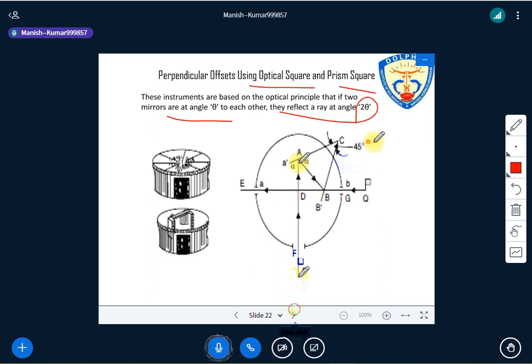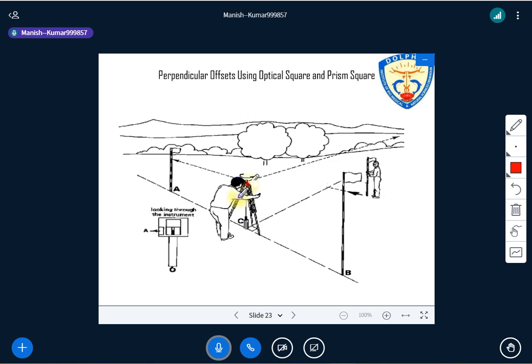So this instrument has been placed, and a person is looking through it. Just look at this image, the thing has been enlarged here. He is looking at this ranging rod from the instrument. This is the first thing.